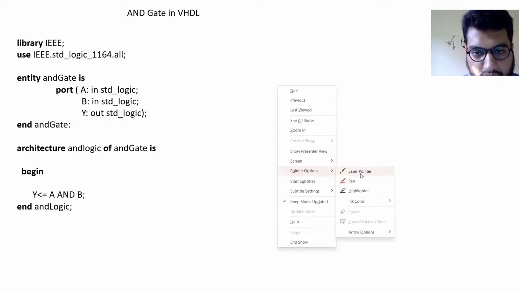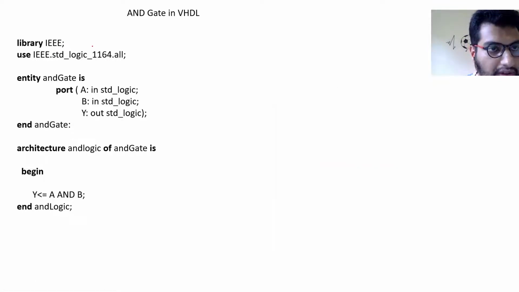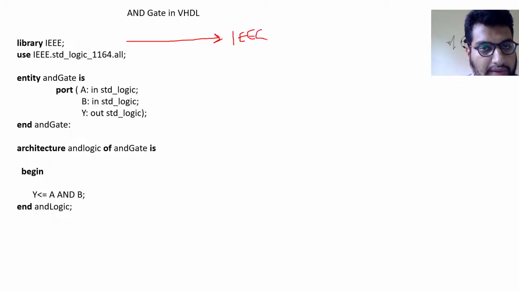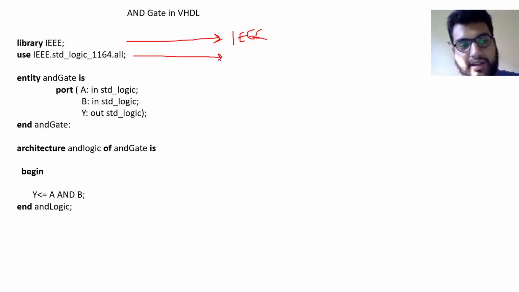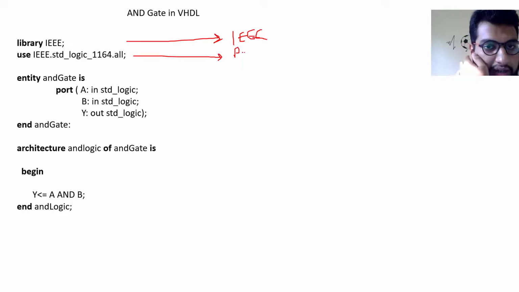So first, what we have here is this library. We call this library IEEE. So the library is IEEE, and we use the package. So right now we just saw one package. We use this package IEEE.std_logic_1164.all. So this is the package we are using from IEEE. IEEE is the library and std_logic_1164 is the package.